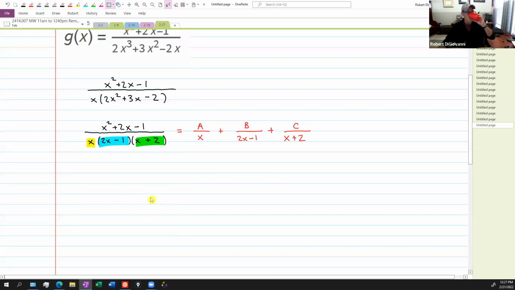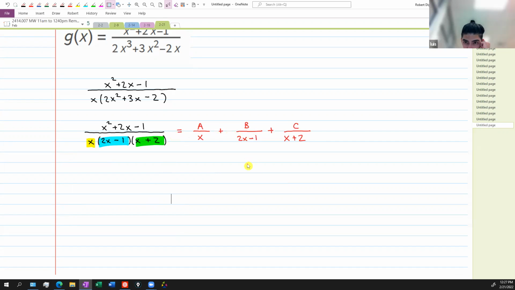Well, anyone remember how to do this? How to figure out what A, B, and C are? What my next step is? Insert your zeros, and then find that from 1. Insert your zeros. I think I know what you're trying to say, but we don't do that yet.